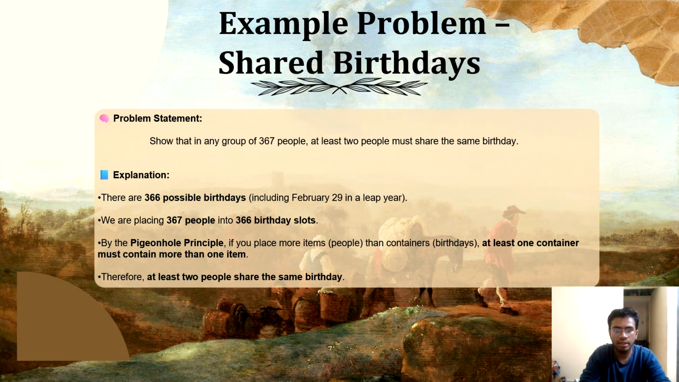So now we'll see one example problem based on the pigeonhole principle. This is the problem statement: show that in any group of 367 people, at least two people must share the same birthday. So here's the explanation. There are 366 possible birthdays, including February 29 in a leap year. We are placing 367 people into 366 birthday slots. So by the pigeonhole principle, if you place more people than containers, at least one container must contain more than one item. Therefore, at least two people share the same birthday.